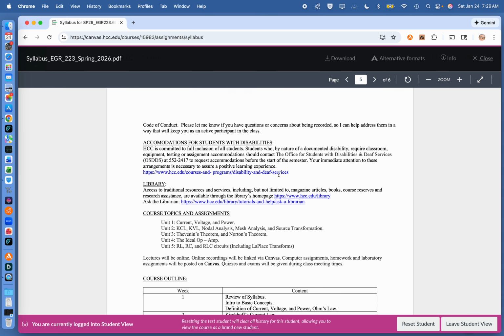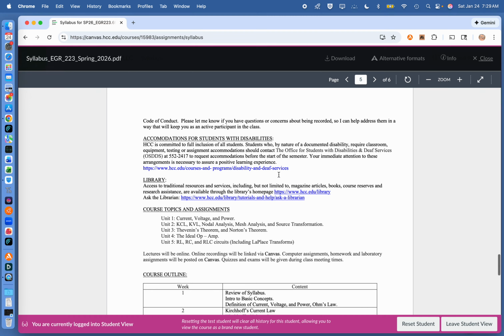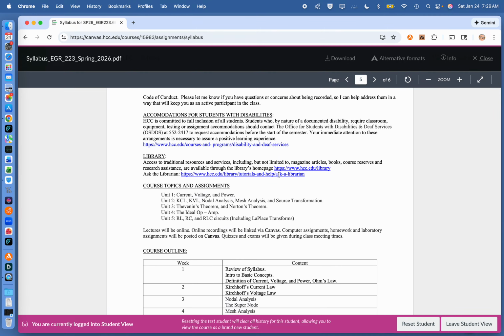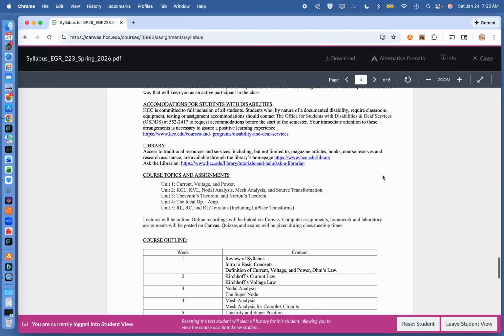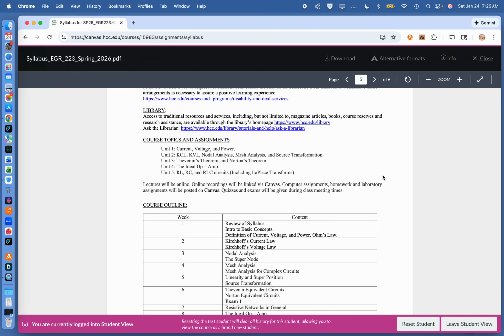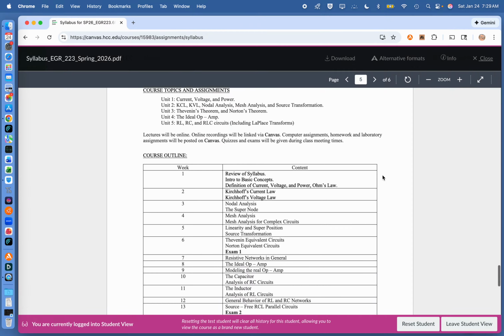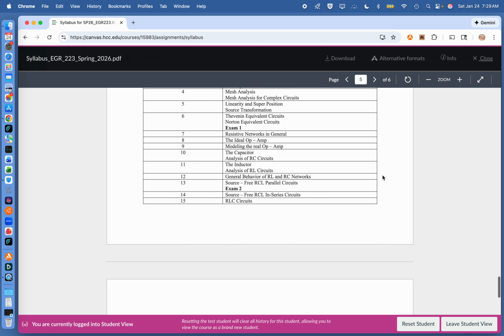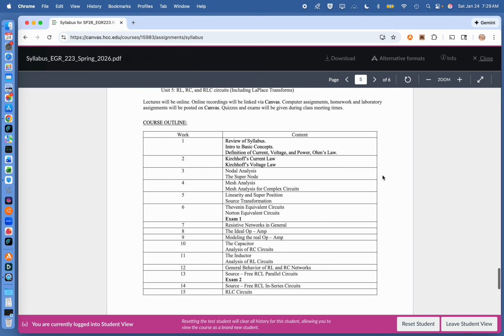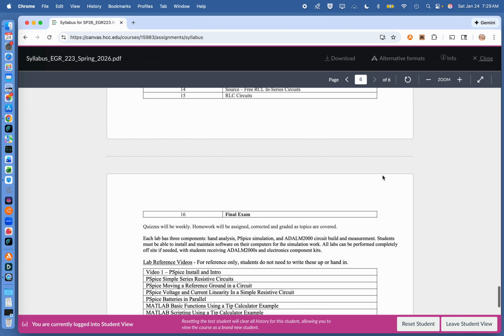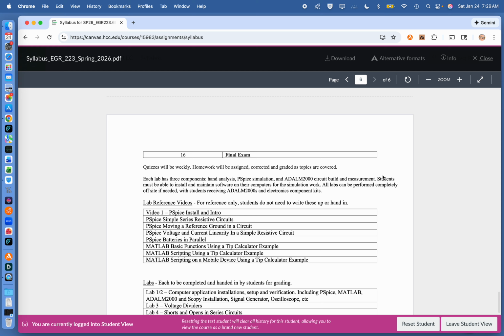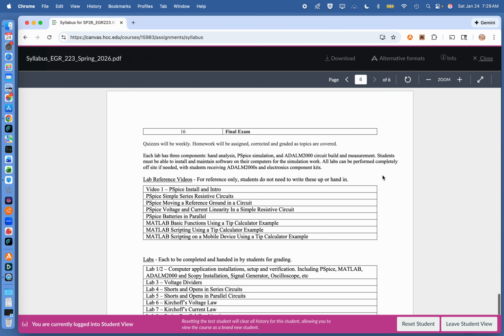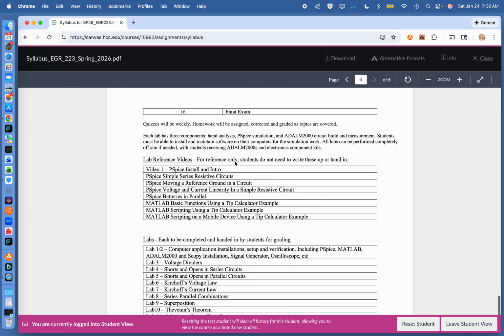As far as the library goes, I think everybody's got a computer now, which was good. It's good that you got them early, because those of you that needed a PC, I think they're all gone now. Course outline, you can look at this. This is what we're going to be doing. Lab reference, there's a bunch of lab stuff, and again, Bob is handling the lab, but this is stuff I've put together. You can take a look at this stuff, okay?